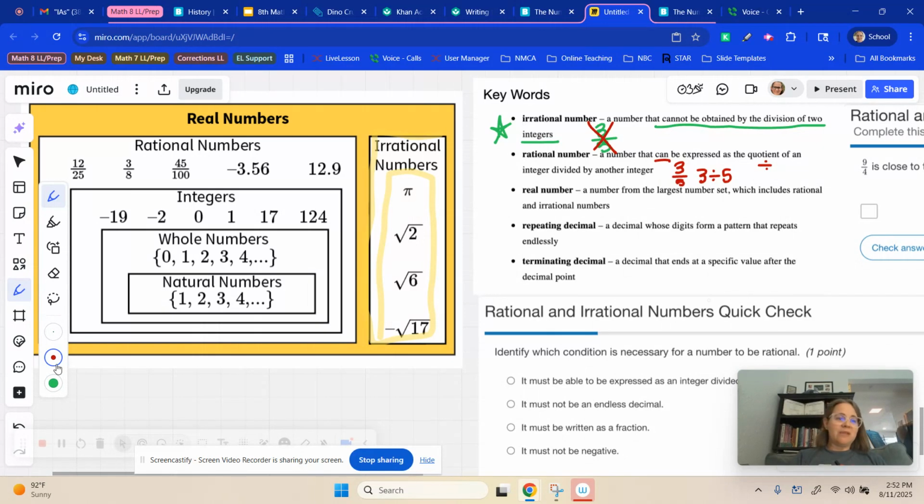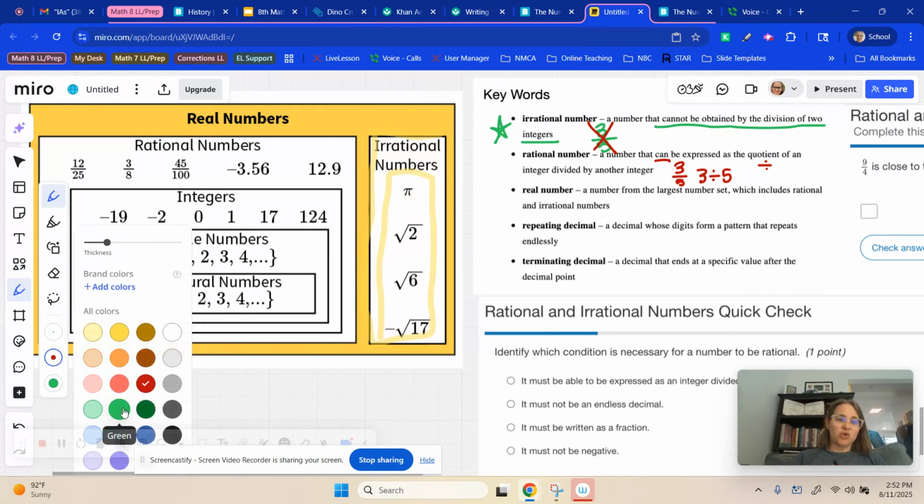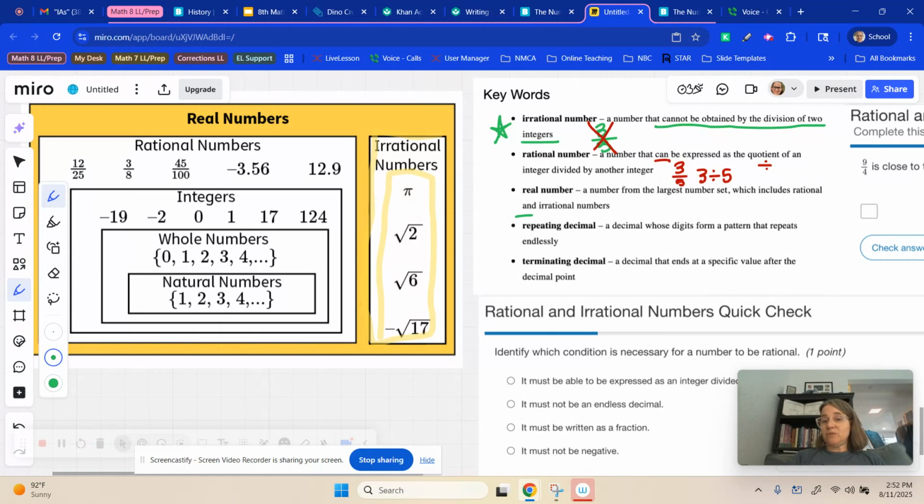Okay, this is another way, this is a shortcut. If it's a repeating decimal, that's rational. There is a way to take a repeating decimal and rewrite it as a fraction. If it's a terminating decimal, that's rational. That means it ends. And if it ends, we can use place value to create the denominator of the fraction.